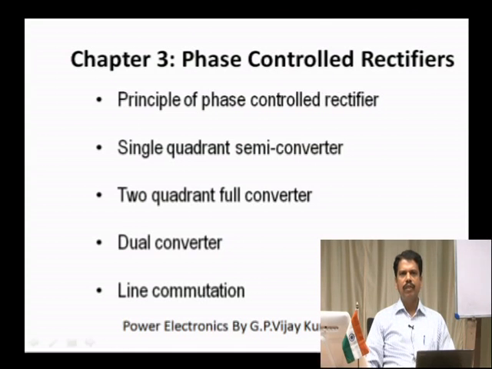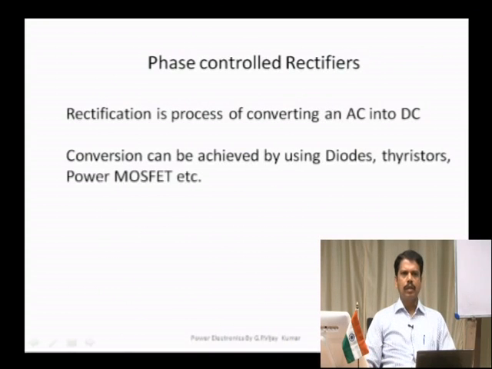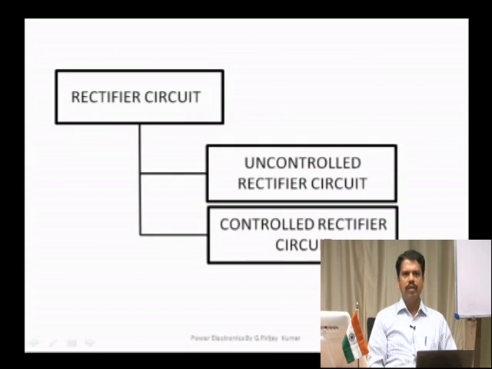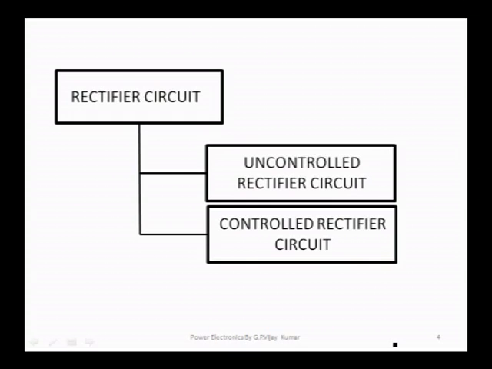Now, you already know what a rectifier is. A rectifier is a process of converting AC to DC. You can convert using the following devices: diodes, thyristor, power MOSFET. In rectification, we convert AC to DC, and we have different methods. Rectifier circuits can be classified as uncontrolled rectifier circuit and controlled rectifier circuit.